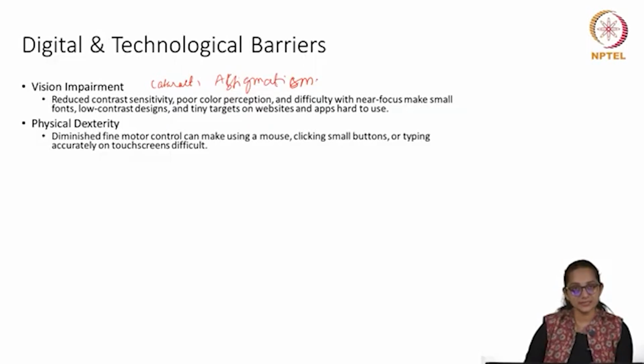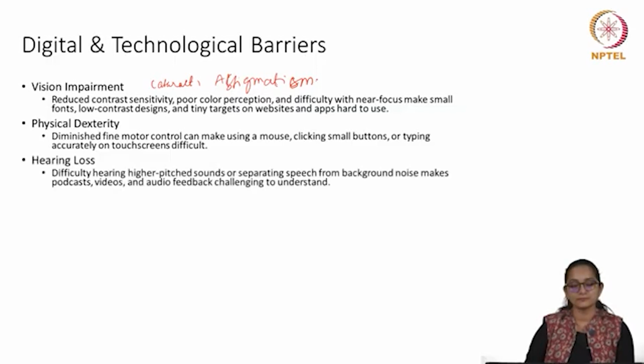Then there can be physical dexterity related issues. So, diminished fine motor control can make using a mouse, clicking small buttons, or typing accurately on touch screens very difficult. Hearing loss is also a commonly occurring capacity loss in persons who are aging, and difficulty in hearing high pitched sounds is something which also happens. Separating speech from background to understand audio feedback or audio content becomes a little bit difficult.